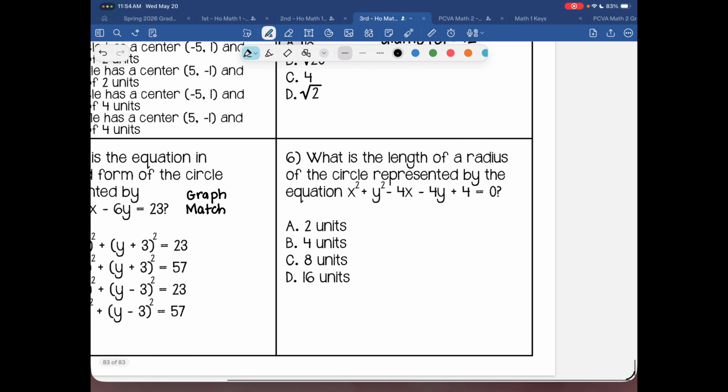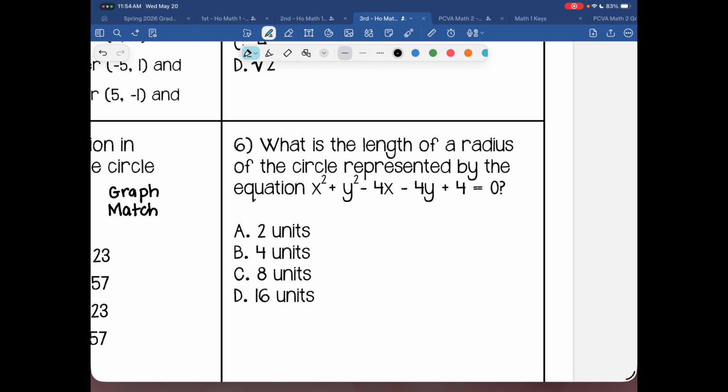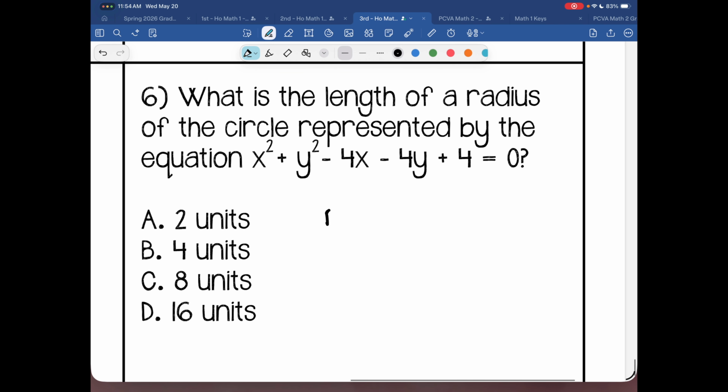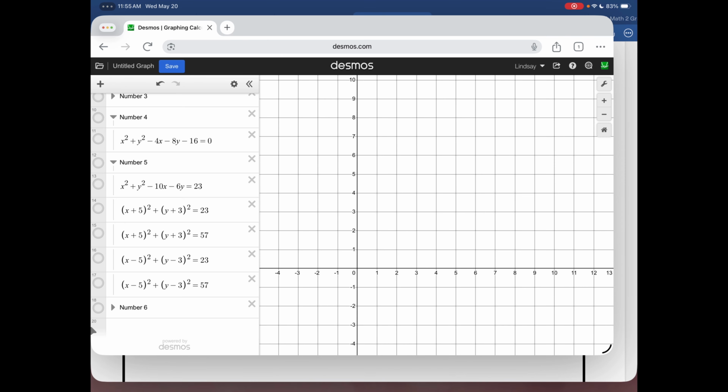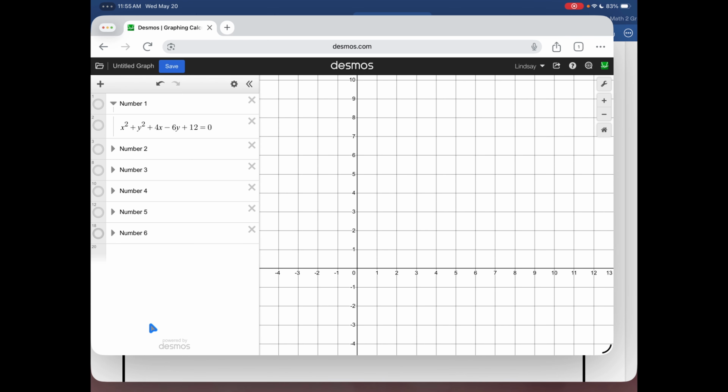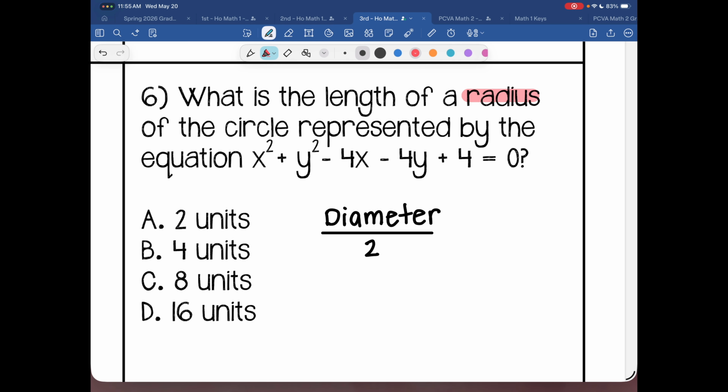All right, and then the last one says, what is the length of the radius? So again, I'm going to find the diameter. And once I graph this in Desmos and I find the diameter, then I can divide the diameter in half. So the radius is going to be the diameter divided by 2. So I'm going to look for the diameter. I'll turn this one on. I can see the diameter is 1, 2, 3, 4 units. And because the diameter is 4 units, that means that the radius has to be 2 units. So 4 divided by 2 gives me a radius of 2.